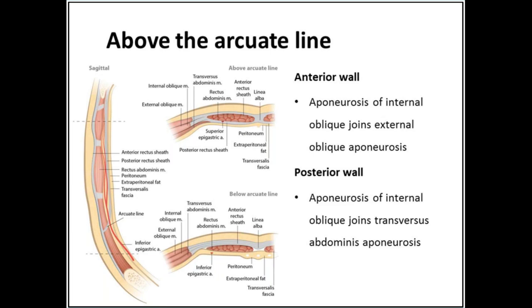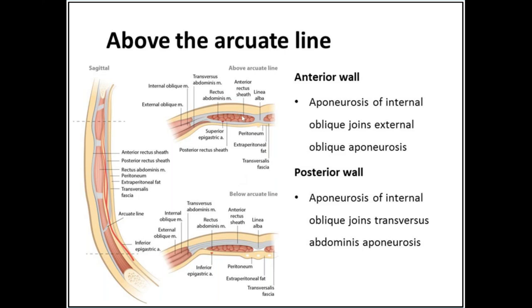Above the arcuate line, the superior two-thirds of the internal oblique aponeurosis is split in two layers at the lateral border of the rectus abdominis, with one lamina passing anterior to the muscle and the other posterior to it. The anterior lamina joins the aponeurosis of the external oblique muscle to form the anterior layer of the rectus sheath, and the posterior lamina joins the aponeurosis of the transversus abdominis to form the posterior layer of the rectus sheath.